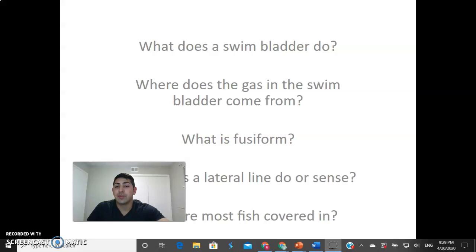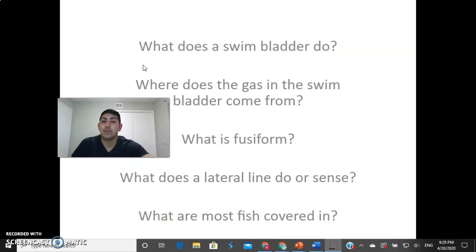All right, so here are some questions that I want you guys to work through. So what does a swim bladder do? Right, and it keeps the fish neutrally buoyant. It keeps it at a depth that it wants to be at. Where does the gas in the swim bladder come from? I mentioned this really shortly. It comes from the gas gland and it goes out the oval.